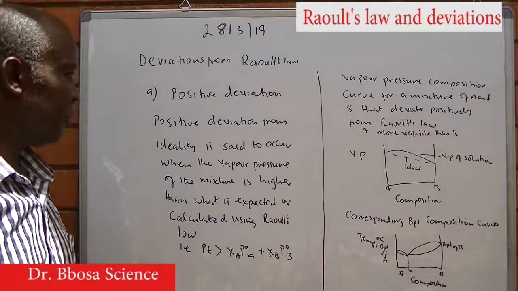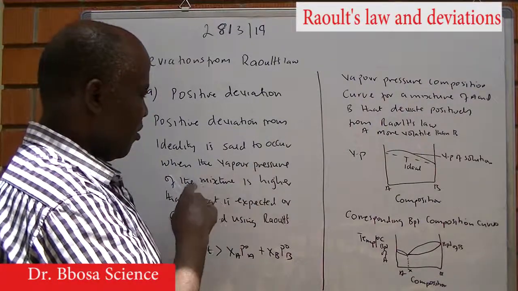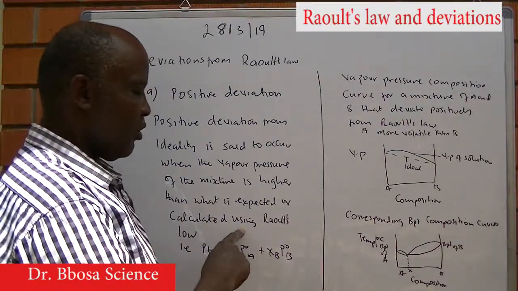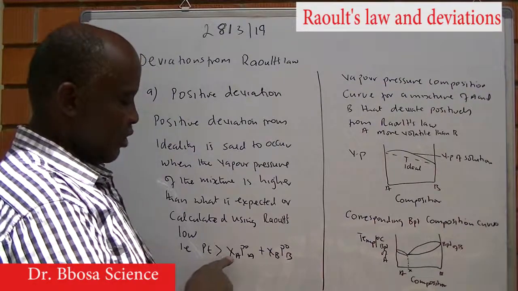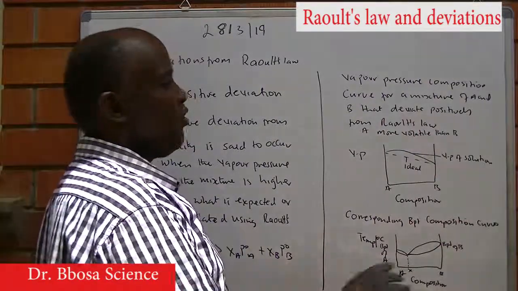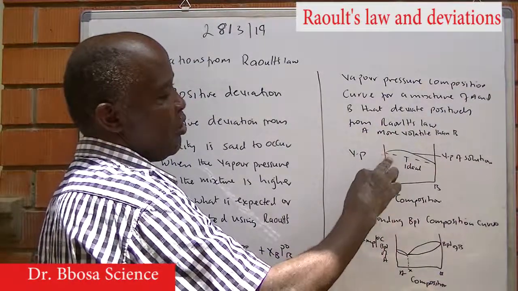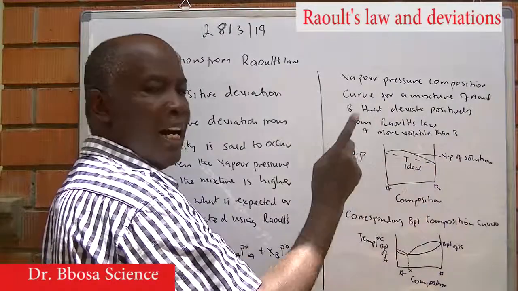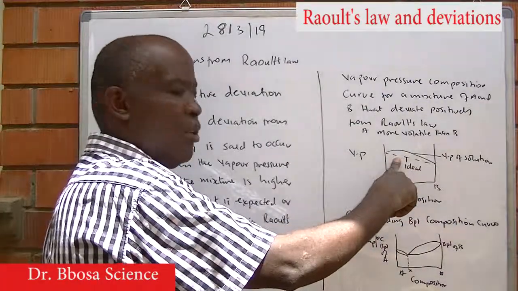A, positive deviation. Positive deviation from ideality is said to occur when the vapor pressure of the mixture is higher than what is expected or calculated using Raoult's law. In other words, P total, the vapor pressure of the mixture, is greater than the partial pressure of A plus the partial pressure of B. If you are to express this diagrammatically and we draw a vapor pressure composition curve, an ideal solution is supposed to follow the vapor pressure from the dotted line. But the actual vapor pressure measured by a machine is greater than what is expected from Raoult's law.